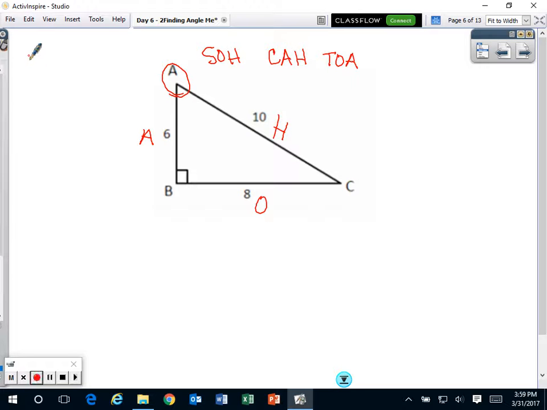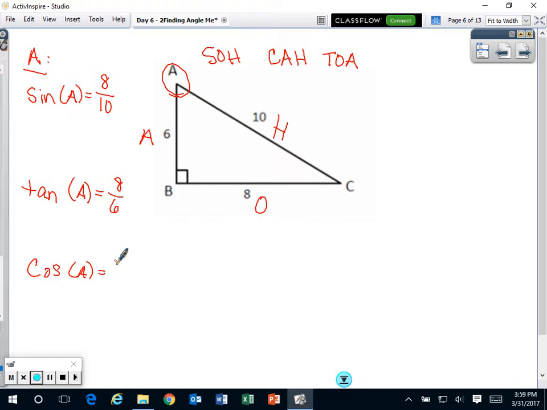All right, so if I wanted to use sine, let's put A over here because that's what we're finding. If I wanted to use sine of A, you always got to put your angle in the parentheses there. Sine would be opposite over hypotenuse, so that would be 8 over 10. If I had wanted to use tangent, it would be opposite over adjacent, so that would be 8 over 6. And then if I wanted to use cosine to find angle A, it would be adjacent over hypotenuse, so that's 6 over 10.